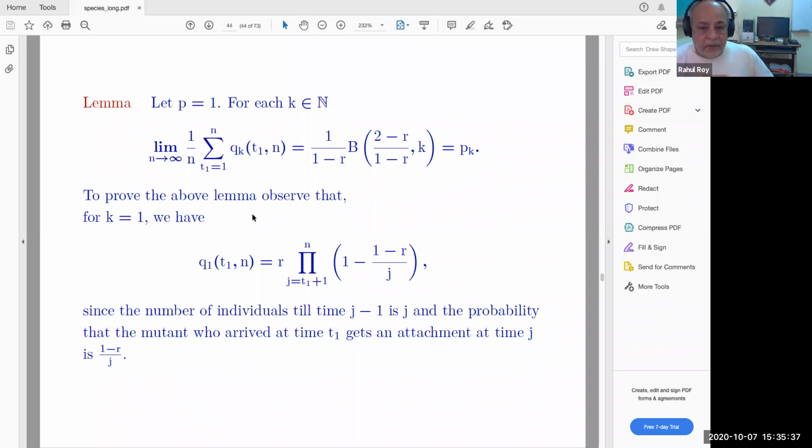Okay. To prove the lemma, we first look at when k equals 1. That means only one individual has come. There's this individual which is born, which has to be a mutant at time t1. And till time j minus 1, because there is no death, the total population size is j, because we remember at time 0 there is already one individual. And the probability that the mutant who arrived at time t1 gets an attachment at j is 1 minus r over j, because there are j individuals all over. So this is exactly q_1^{t1,n}.